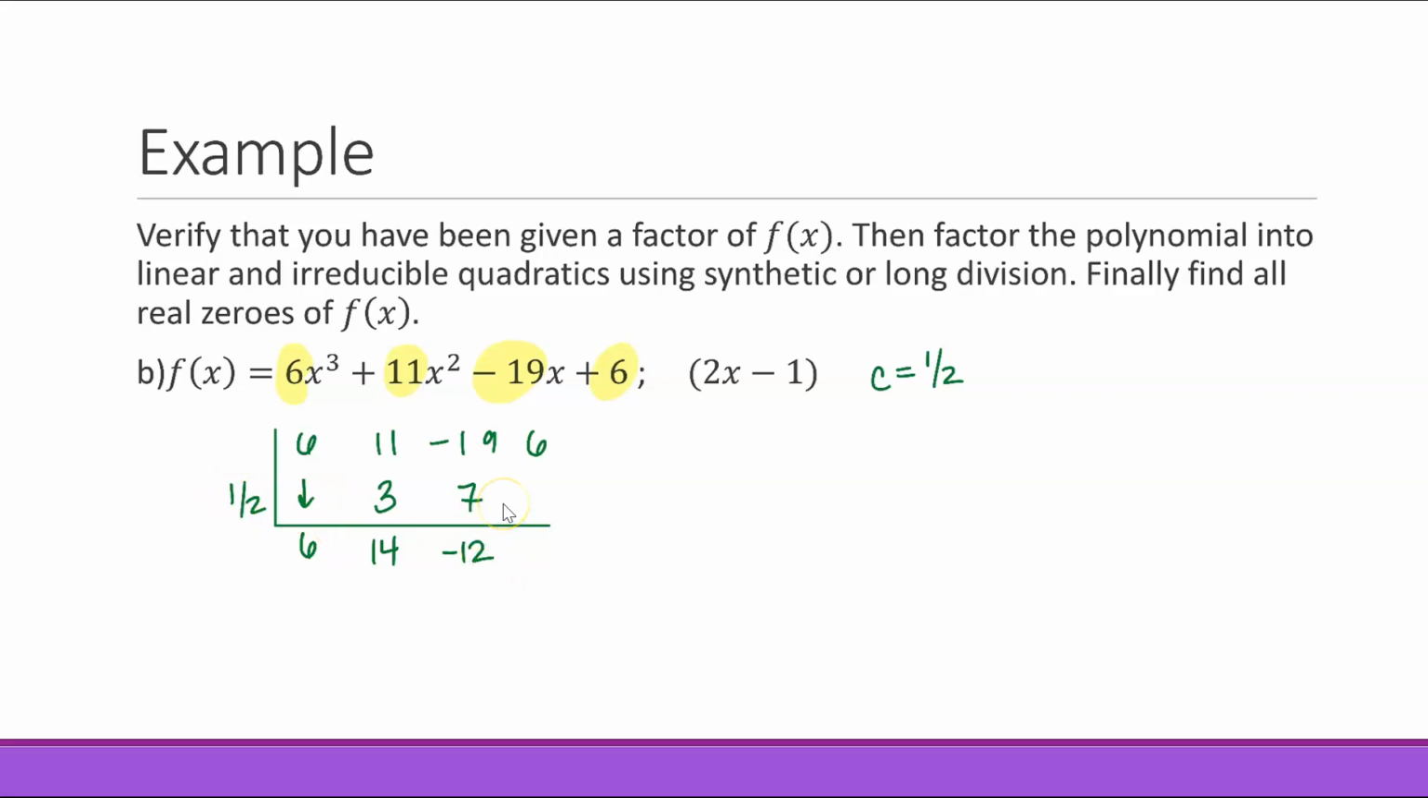1/2 times negative 12 is negative 6. Negative 6 minus 6 is 0, right? So my remainder is 0. I have verified that I've been truly given a factor here. And notice that was a lot easier, I would definitely say, than trying to plug 1/2 in and cube it and 1/2 and square it and add all these together.